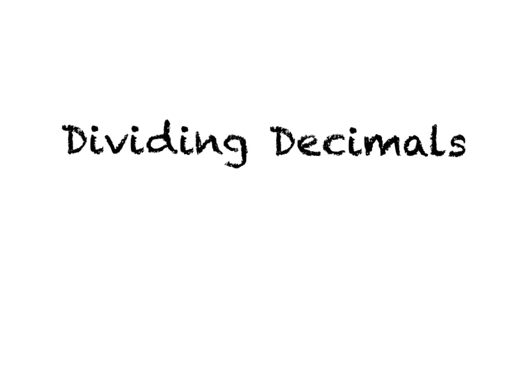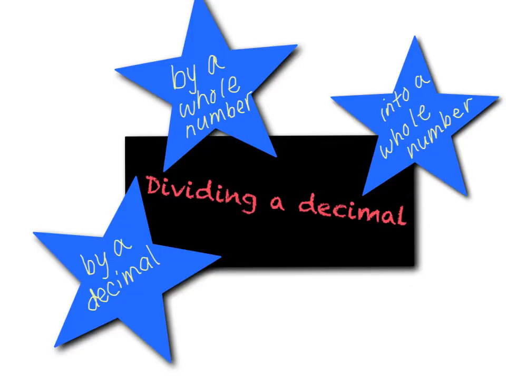Today we're going to talk about dividing decimals. When dividing decimals, there are 3 different types of problems you may be asked to solve. You may be asked to divide a decimal by another decimal, or divide a decimal by a whole number. And finally, you may be asked to divide a decimal into a whole number. In today's lesson, we're going to learn how to do all 3 of these division problems.